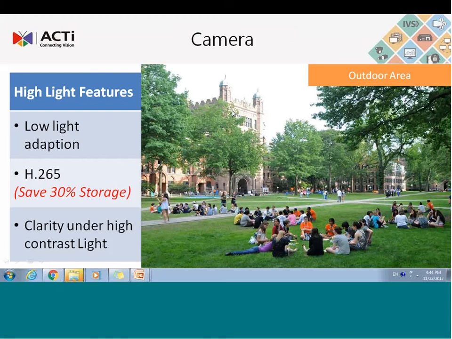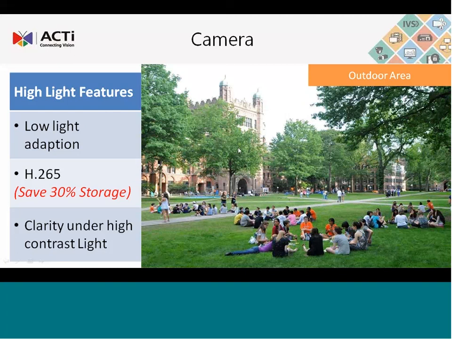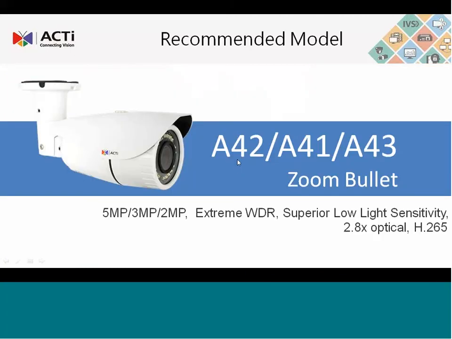And also, I put the H.265 feature because outdoors sometimes the area is very wide. Maybe you need to put many cameras. So if you would like to do recording, of course you would like to save storage. With H.265, as I mentioned, you can save around 30% storage. And also it has clarity under high contrast light. So the recommendation is the A series, as I just introduced in the overview.